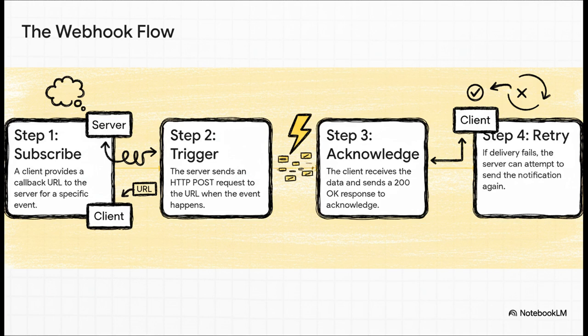The whole process is actually pretty straightforward. First, a system subscribes, giving the main server a URL and telling it what event it cares about. Second, the event happens. The server then triggers the webhook, sending the data over. Third, the receiving system gets the data and basically sends back a quick message saying, got it, thanks. That's the 200 OK status. And fourth, and this is important, a really solid system will even try again if the delivery fails, to make sure that message gets through.